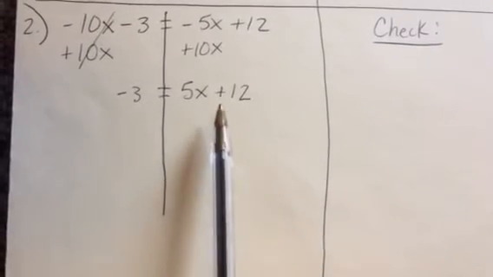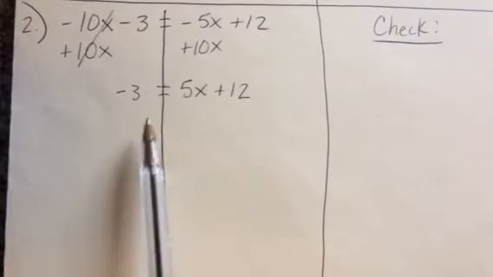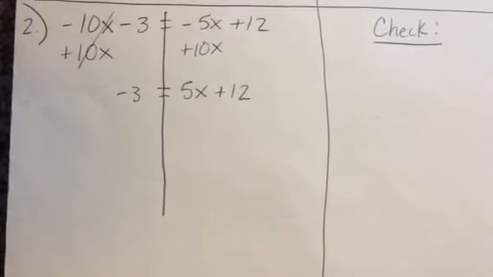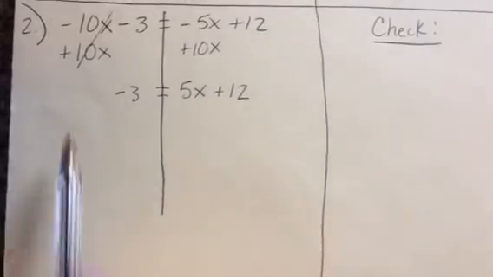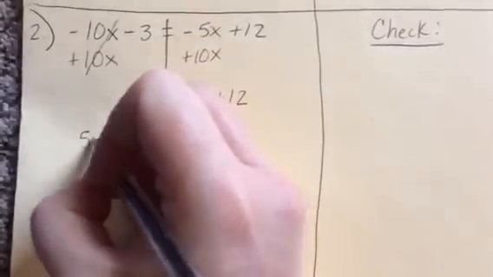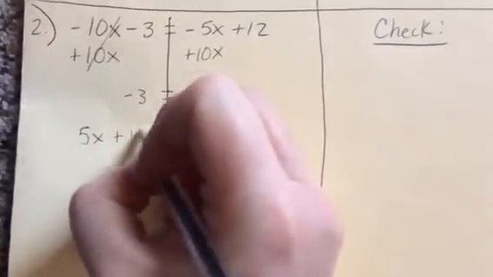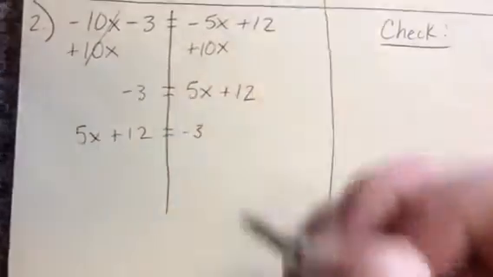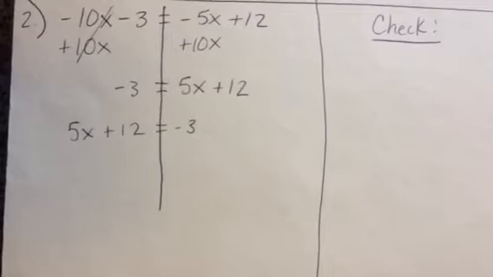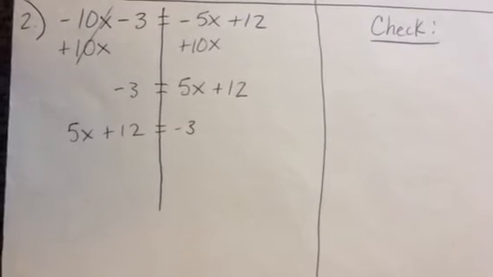If you're fine with this and you want to isolate your 5x by subtracting 12 and then divide by the 5, I'm fine with that too. You can leave it on the right side. But again, if it bothers you, just swap those around. So I'm going to swap them. So 5x plus 12 equals negative 3. If you choose not to swap them, you'll still get the same answer as long as you do it correctly.